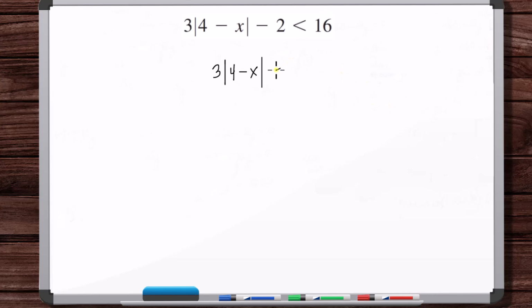So if we add 2 to both sides, 16 plus 2 is 18. Divide both sides by 3, and we get the absolute value of 4 minus x is less than 6. We don't have to flip the inequality, 3 is positive. Now we can't go any further. And so now it's just like absolute value equations. We go to every single absolute value in the entire inequality here, and then mark off the boundary points.